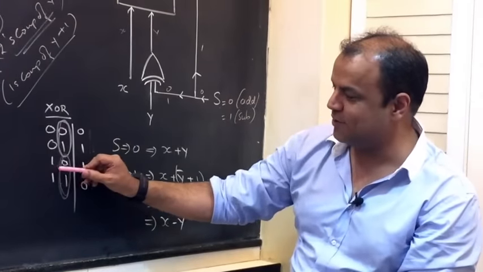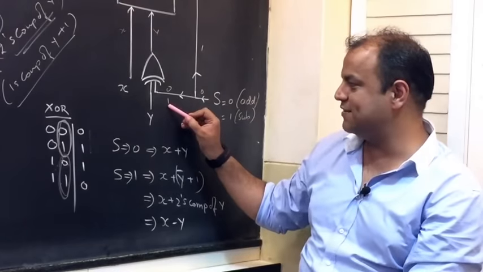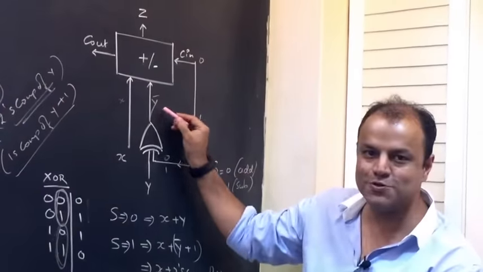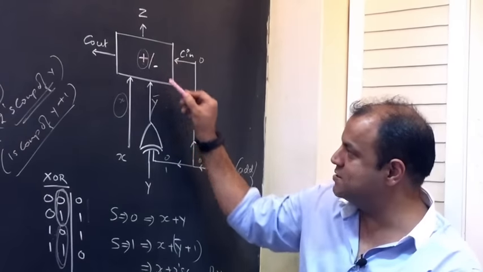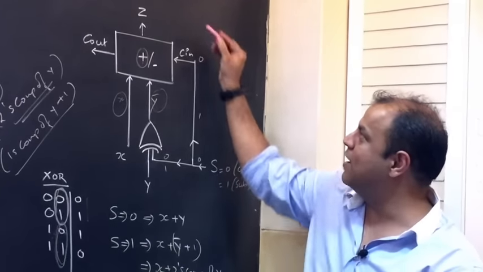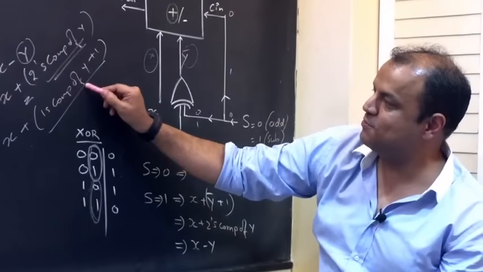Anything XORed with 1 gets complemented. 0 becomes 1, 1 becomes 0. Y is getting XORed with 1. That means what you're getting over here is not Y. What you're getting over here is Y bar, 1's complement of Y. Now what are you doing? X plus 1's complement of Y plus 1. X plus, I've written over here, X plus 1's complement of Y plus 1.